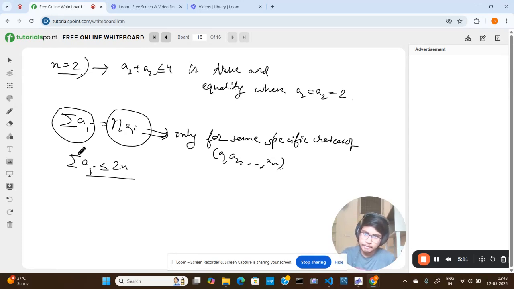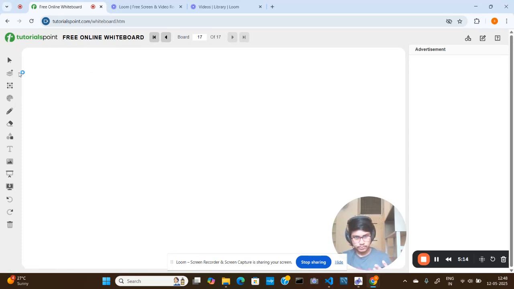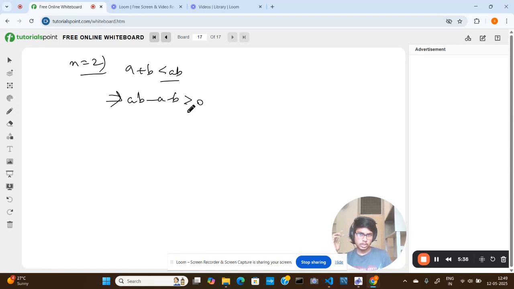Now, just to have some intuitive motivation for n equal to 2, let's explore when the sum of two integers becomes less than the product of the two positive integers. When does a plus b become less than the product? Let's try to explore this to get some intuitive idea. This will imply ab minus a minus b is greater than 0. That will imply ab minus a minus b plus 1 is greater than 1. We can add 1 to both sides. Again, in the same manner, we can factorize this.